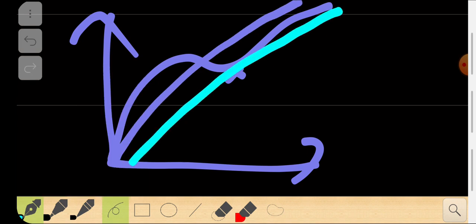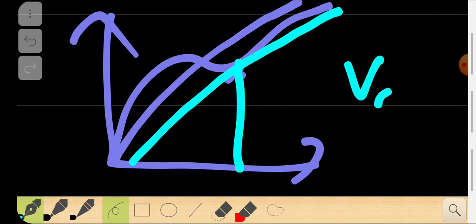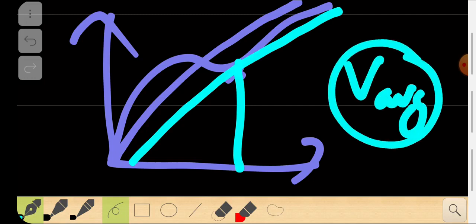This is the average velocity plot, which will be moving around and touching a point where that point will have the same slope as that of the average velocity. That will be the average value, the v average. So that's the average value, and you can find it out numerically.